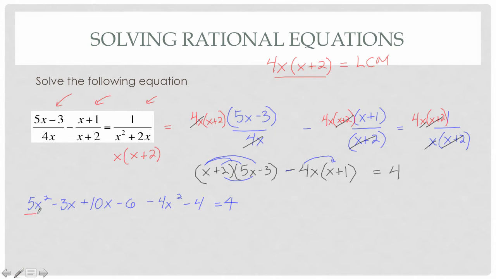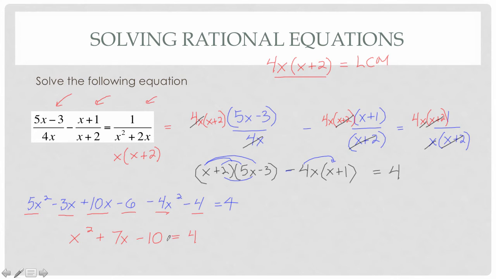There's some like terms that I can combine. So 5x squared minus 4x squared is going to give me x squared. That's nice. Negative 3x plus 10x is going to give me 7x. And negative 6 minus 4 is going to give me minus 10. All right, feeling good about that. And it's still equal to 4.